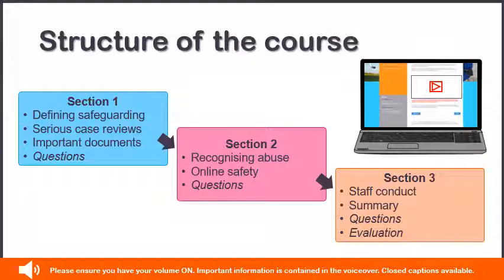Here you can see the structure of the course and how it's split into 3 sections. Each section will be followed by its own questions.